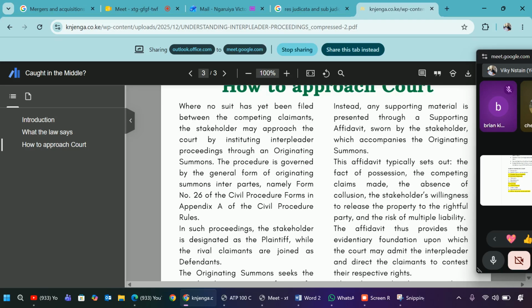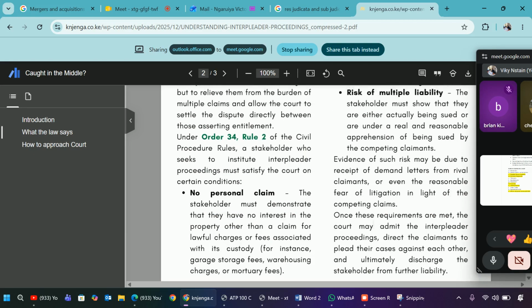So you attach the originating summons and a supporting affidavit that has been sworn by the stakeholder, which accompanies the originating summons. So this affidavit, the examiner will check, does it set out the following? Does it set out the fact of possession, the competing claims that are being made, the absence of collusion, the stakeholder's willingness to release the property to the rightful party, and the risk of multiple liability? Because those are the tests required under Order 36 Rule 2.